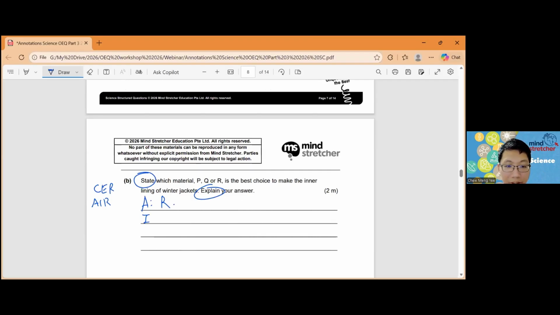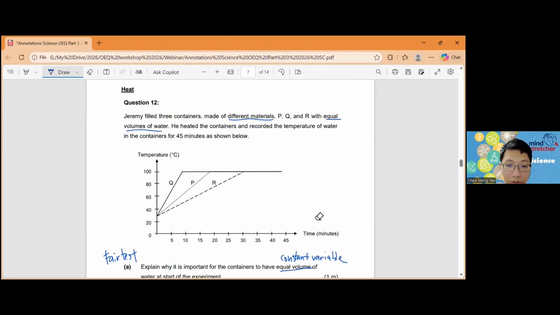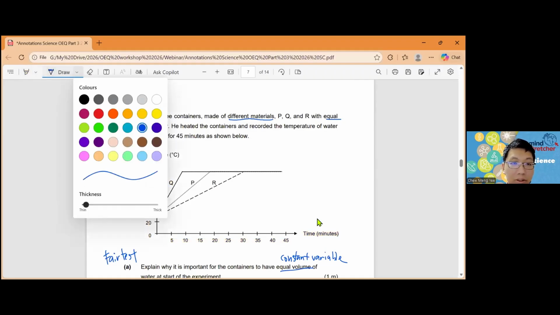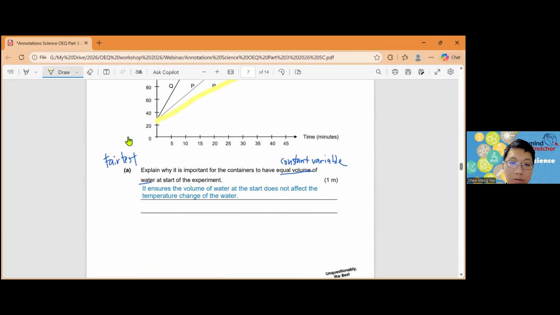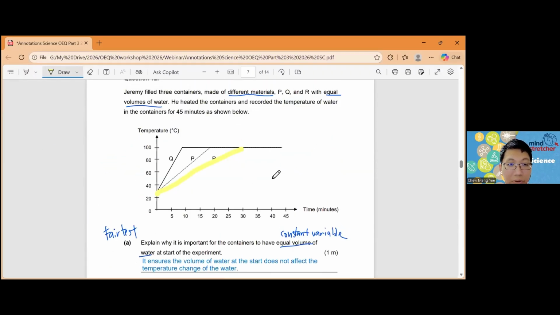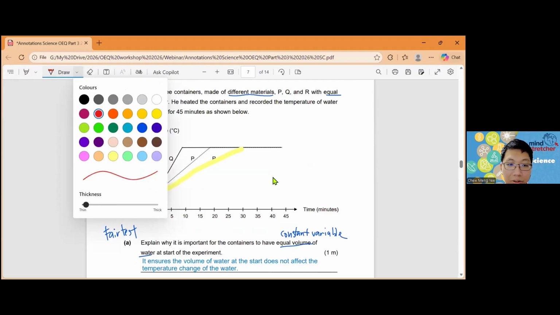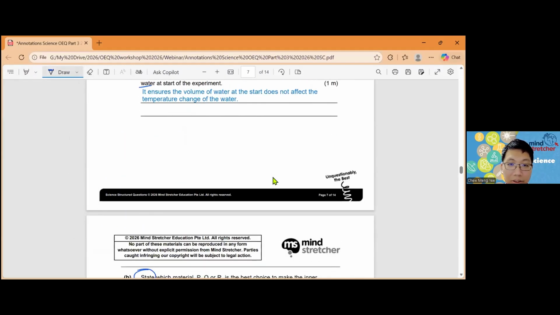Now, what is my information? Why did I choose R? What did I know about R that I choose R? So you have to go back to your graph, your data. What happens to R? This is the graph for R. Very light, as compared to the rest. So how is it different from the rest that you have chosen it as the answer?